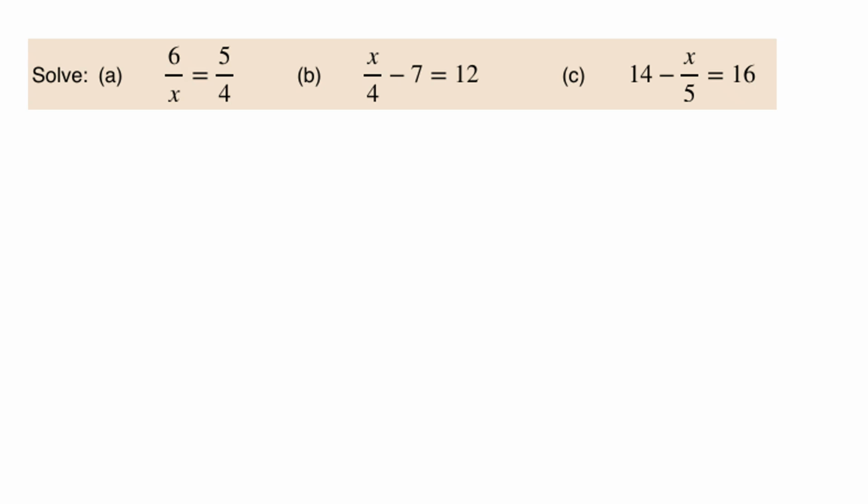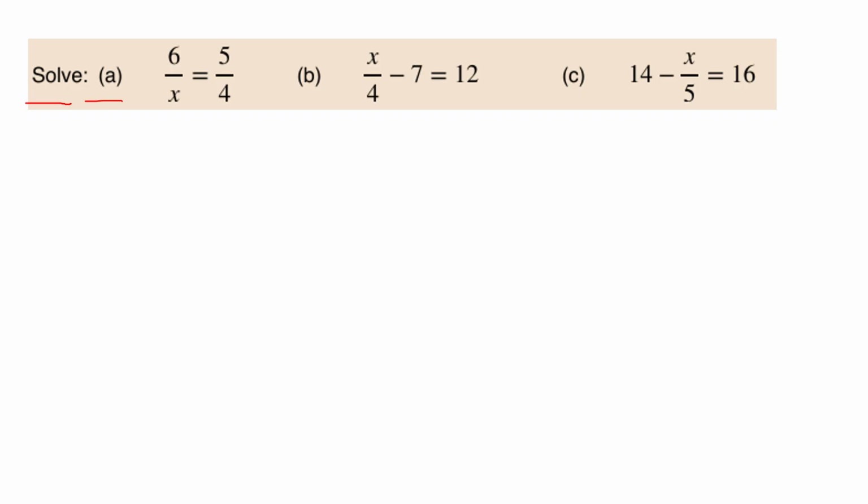Okay, folks, solving equations with fractions. So, solving equations involving fractions. Solve part A: 6 over x equals 5 over 4, or 5 quarters. Now there are a few different ways here to actually solve this.